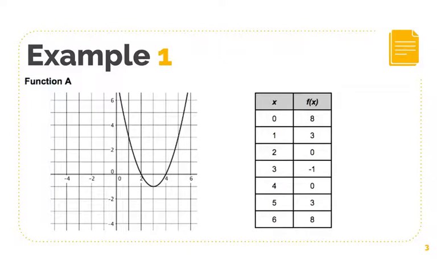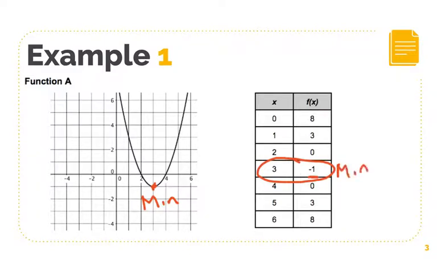So first, I see a vertex right here, and that is a minimum. And let me find that point. So that's (3, -1). And again, I see that the y value is lower than all of the other y or f of x values. So this is my minimum.